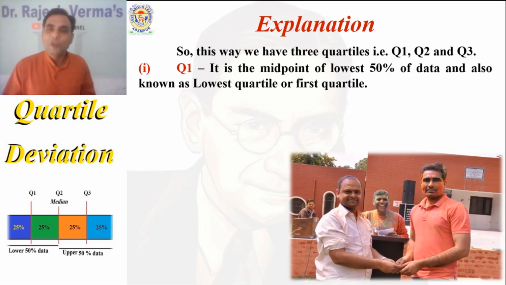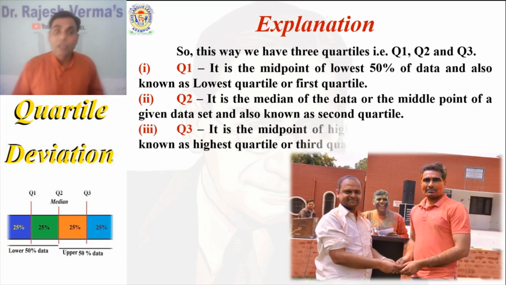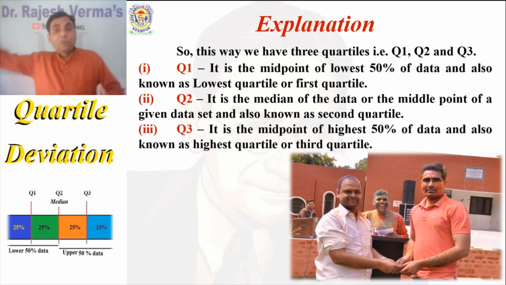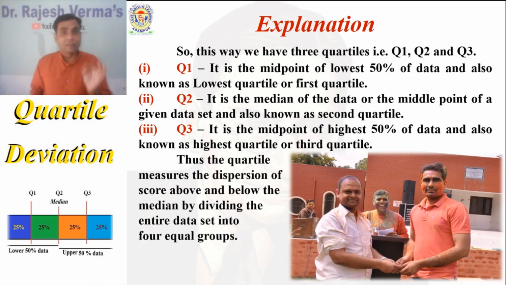Q2 is the median of the whole data or the middle point of the given data set, also known as the second quartile. What is Q3? It is the midpoint of the highest 50% of the data above the median, also known as the highest quartile or the third quartile. Then the quartile measures the dispersion of the scores above and below the median by dividing the entire data set into 4 equal groups.